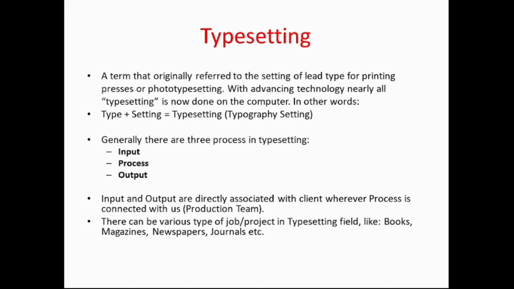Inside these three points, there are lots of different stages that we deal with in different ways and will talk about later. Here we are just going to brief about this typesetting industry, the production setup, and the stages of different workflows to get a final product. Input and output are directly associated with the client, whereas process is connected with our production team. There can be various types of job projects in typesetting, like books, magazines, newspapers, journals, etc.